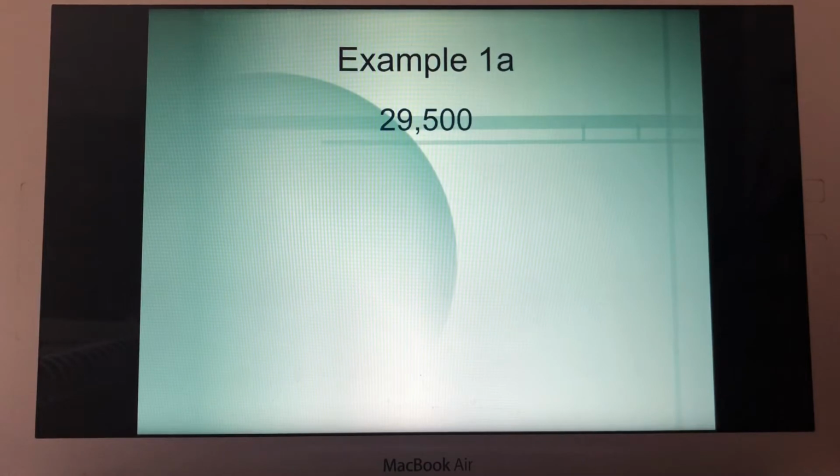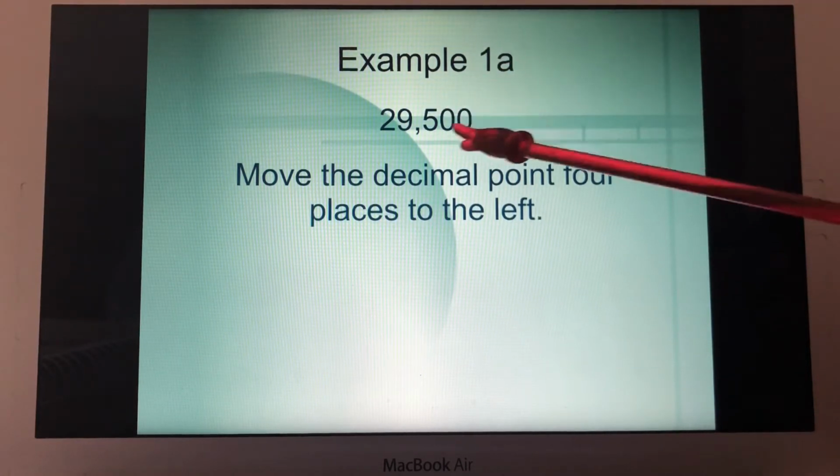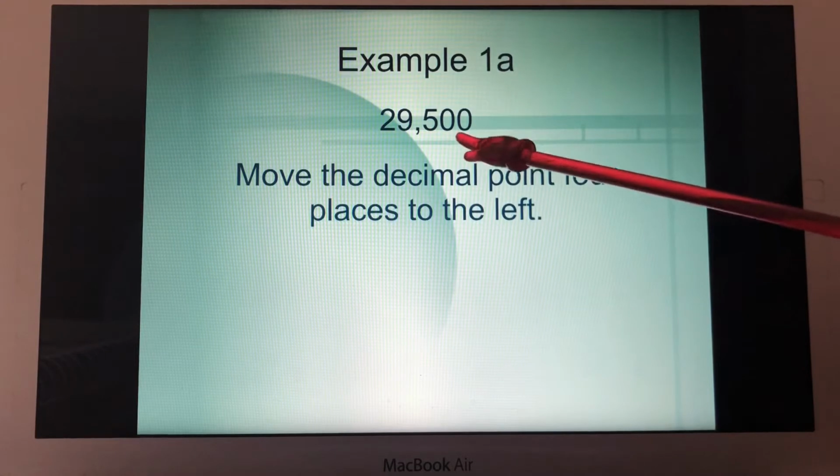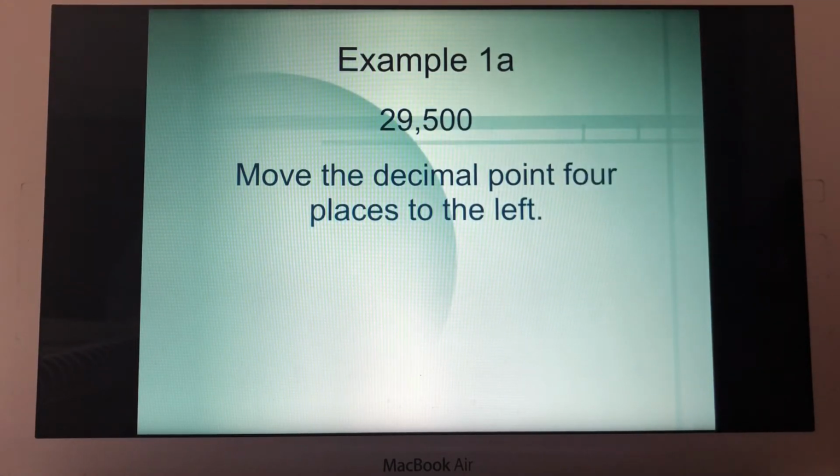Let's take a look at some examples here first. Okay, so 29,500. I want to move that decimal 4 places from here over, 1, 2, 3, 4 places to the left. And that's going to give me 2.95 times 10 to the 4th power.